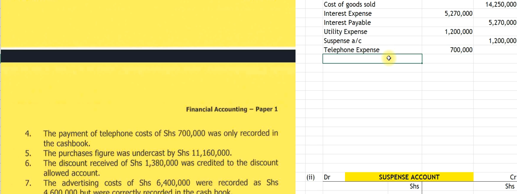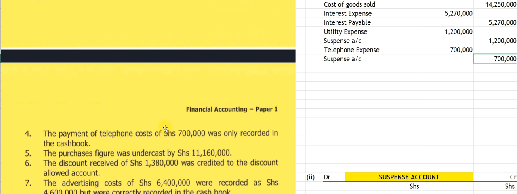I use a suspense account here as the corresponding debit entry might not be clearly identified. I'm using the suspense account simply because we know that in the cash book everything was fine, but the error was made in the telephone expense whereby the 700,000 was not recorded. So to record the 700,000 in the telephone expense account, I will use a suspense account. Credit the suspense account, that's 700,000.